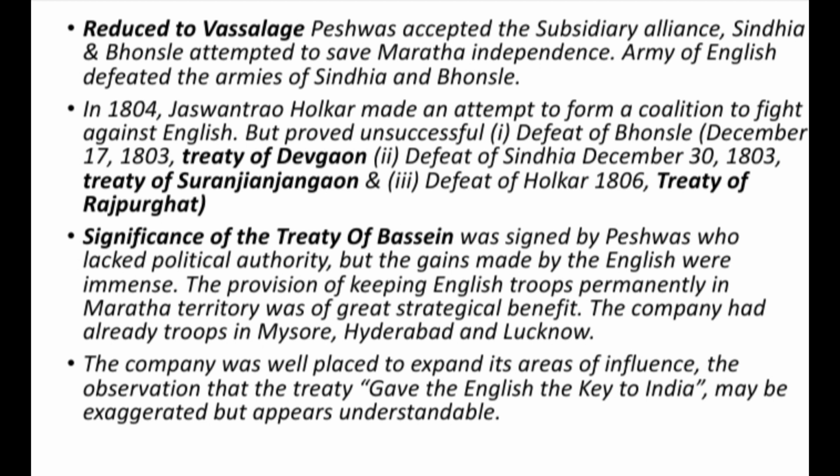The defeat of Bhosle, December 17, 1803, Treaty of Deogaon; the defeat of Scindia, December 30, 1803, Treaty of Surji-Anjangaon; and the defeat of Holkar, 1806, Treaty of Rajpur Ghat.